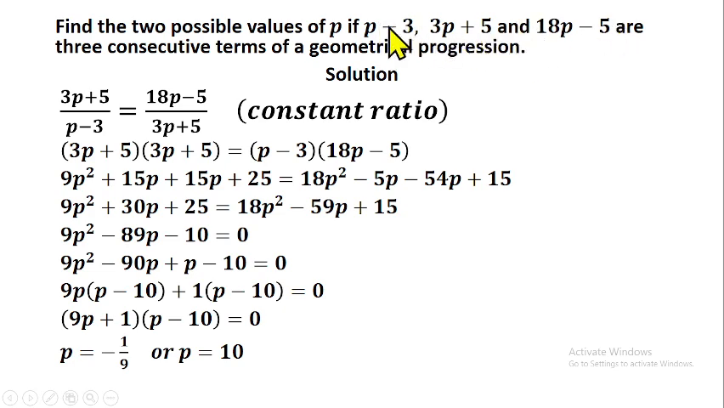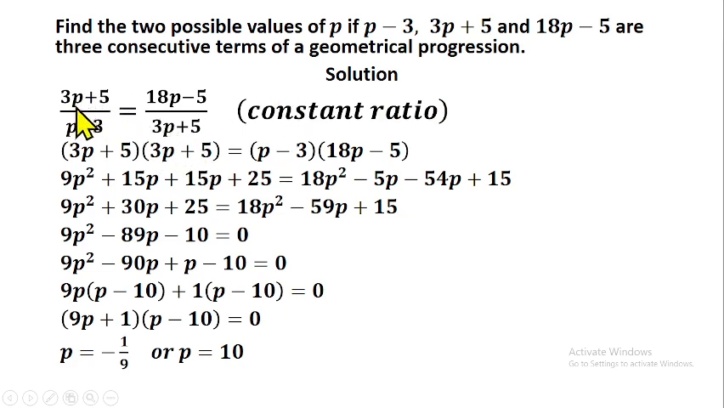Since these are consecutive terms, you can say this is the first, second, third, because they are consecutive. So that means the ratio of this with this should be equal to the ratio of this with this as well, because they must have a constant ratio between two successive terms. That's what makes it a geometrical progression. So the second divided by the first, 3p plus 5 over p minus 3, should be equal to 18p minus 5 over 3p plus 5, because they should have a constant ratio. From there, we can use that to find our p by cross multiplying.